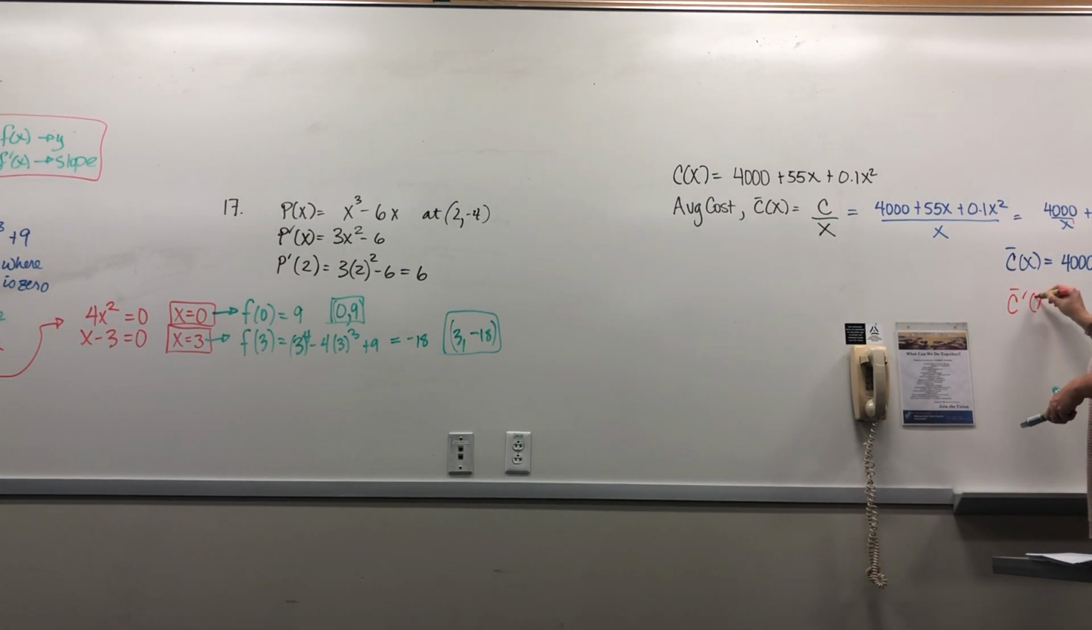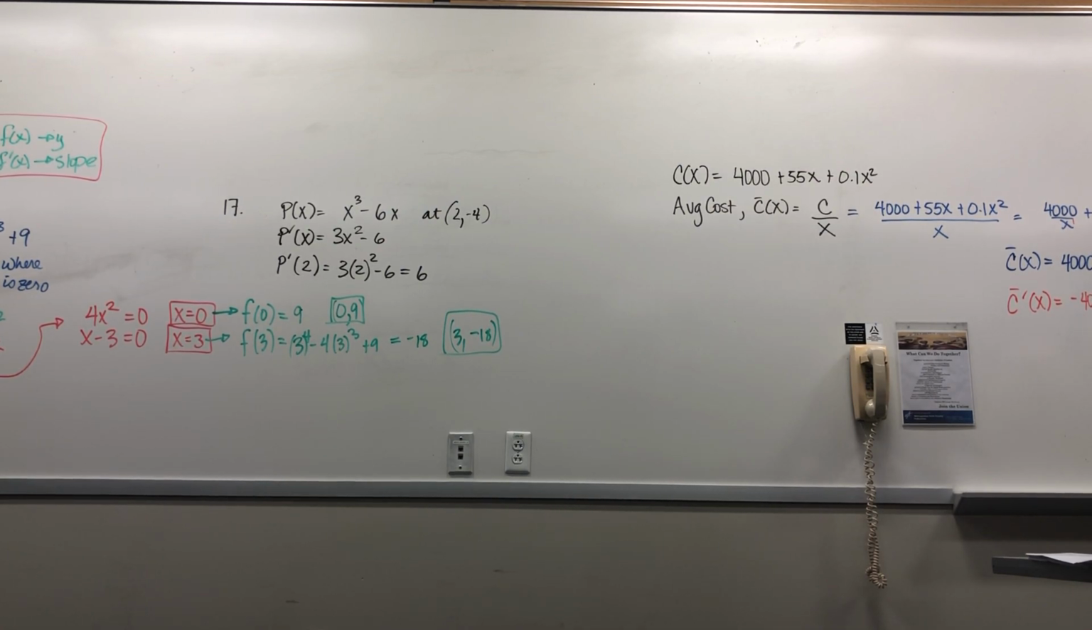It's pretty. What's our derivative? X is the what? Negative 2. What happens to 55? Killed it. What about 0.1x? What does that become? And you're done. That's your derivative, good for all x. Good for all levels of production. Okay.